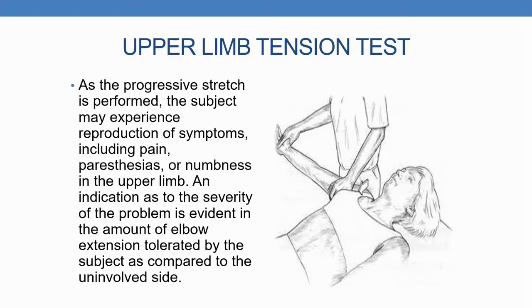With the upper limb tension test, as the progressive stretch is performed, the subject may report reproduction of symptoms such as pain, paresthesias, or numbness in the upper limb. The indication as to the severity of the problem really is evident in the amount of elbow extension tolerated by the subject as compared to the amount of elbow extension that they're able to tolerate on the other side.